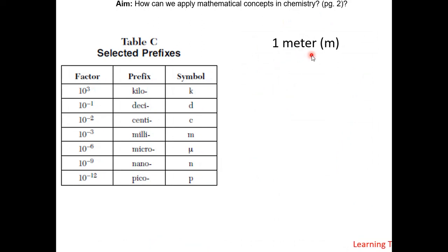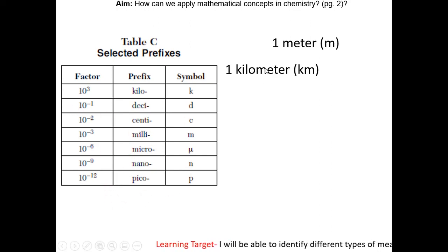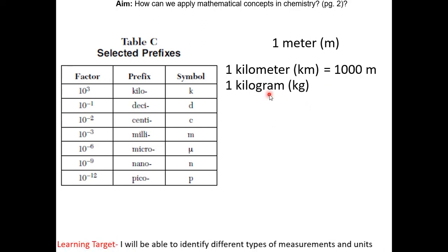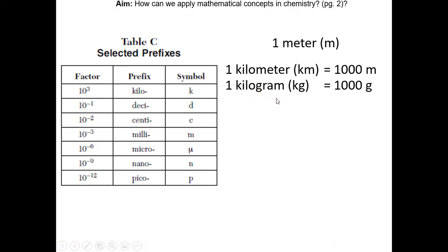So let's do some examples. Here we have a meter, which measures length. If you notice on Table C, the prefixes are factors of 10. Unlike the English system, which uses random factors, the metric system just uses factors of 10, which is very simple and easy to memorize. Let's say we have a kilometer. A kilo is 10 to the third, which is 1,000. So how many meters is that? That is 1,000 meters. Now if we change the unit to grams, which measures mass, it's the same idea. 1 kilogram is 1,000 grams.